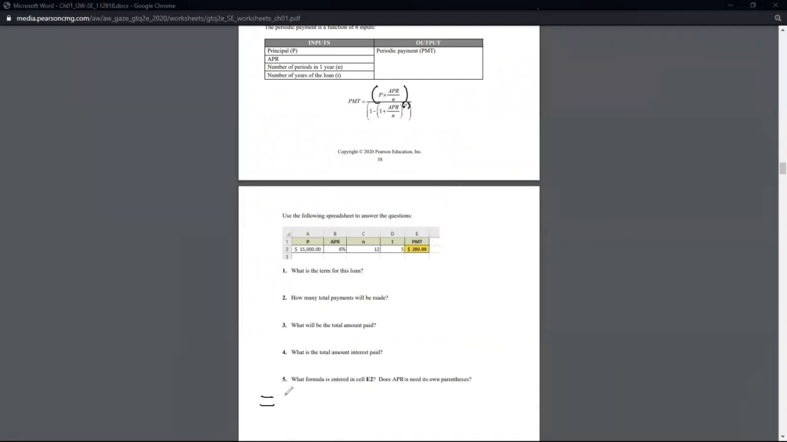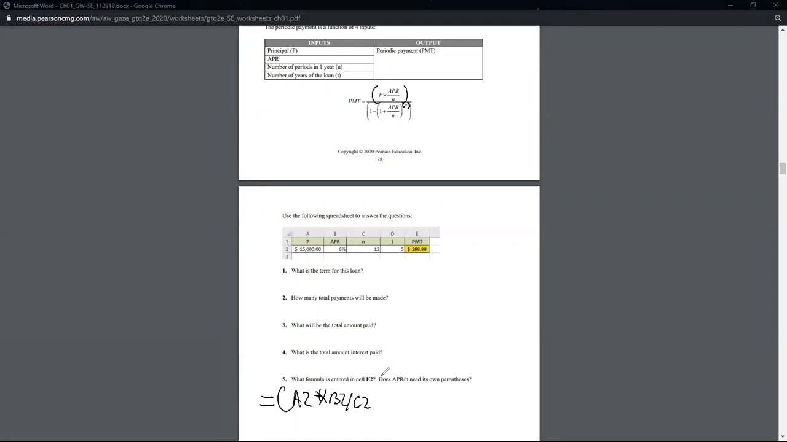So you go equals, open a parentheses, that's the black one I made. Then the principal. The principal is this cell right here, which is the 15,000, but the cell is A2. So cell A2 times. Then we're supposed to take the APR, which is in cell B2, so B2, then divide it by the N, which is in cell C2.